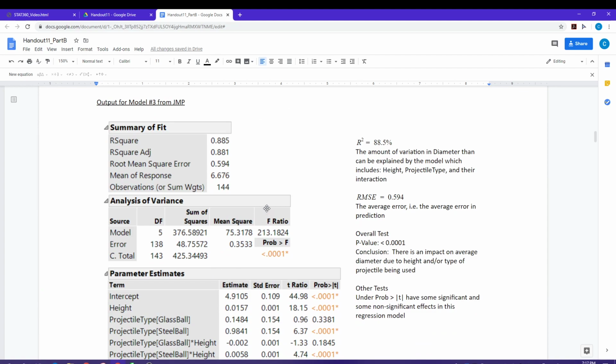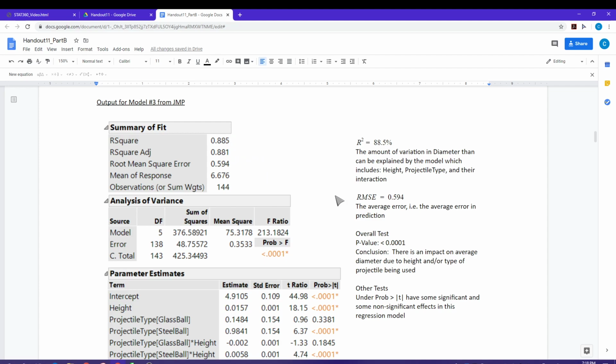So here's what that model output looks like. We have a summary of fit, which provides me my R squared. My R squared is very high, at least relative to what I was getting when I was using sand type in the model. My R squared now is almost 90%, 88.5%, which suggests that this is the amount of variation in diameter that can be explained by height, projectile type, and their interaction. Again, that's a proportion. If it is close to 100% or 1, then I've explained all of the variation.